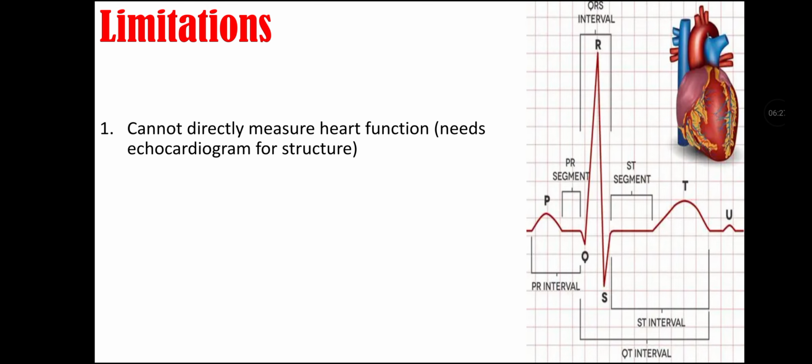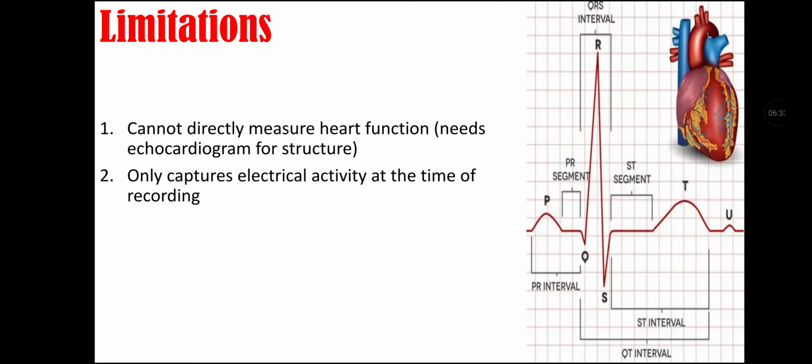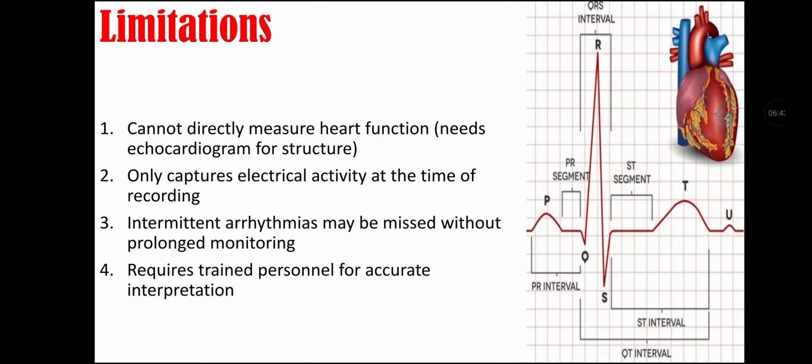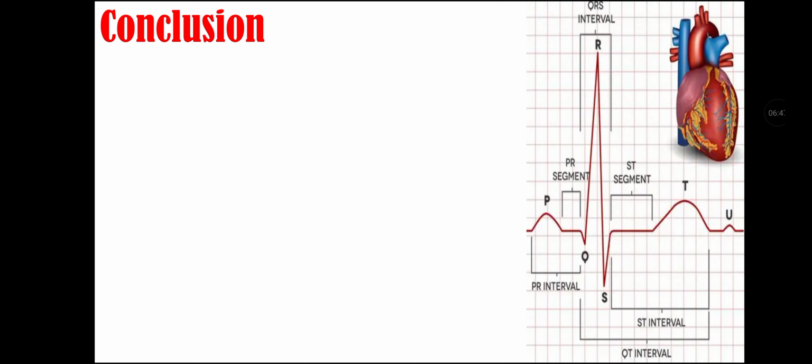Limitations of ECG. It cannot directly measure heart function as it needs an echocardiogram for structure. It only captures electrical activity at the time of recording. Third limitation is that intermittent arrhythmias may be missed without prolonged monitoring. And the fourth limitation is that it requires trained personnel for accurate interpretation.